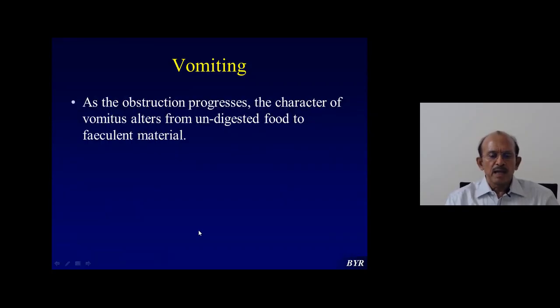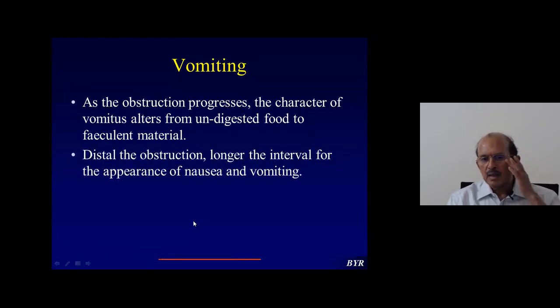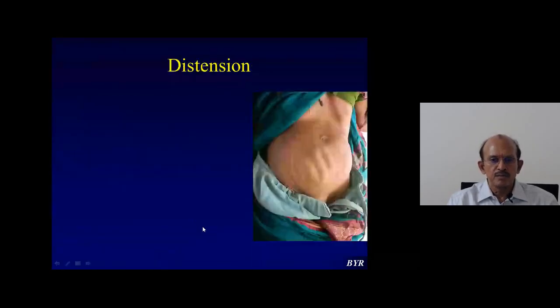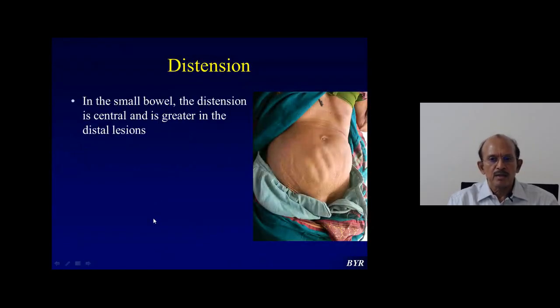Vomiting. As the obstruction progresses, the character of vomitus alters from undigested food to feculent material. The more distal the obstruction, the longer the interval for the appearance of nausea and vomiting. That means if there is duodenal obstruction, the patient presents initially with vomiting. If there is obstruction in the sigmoid colon, vomiting may or may not be a feature. Sometimes patients may not have vomiting at all.